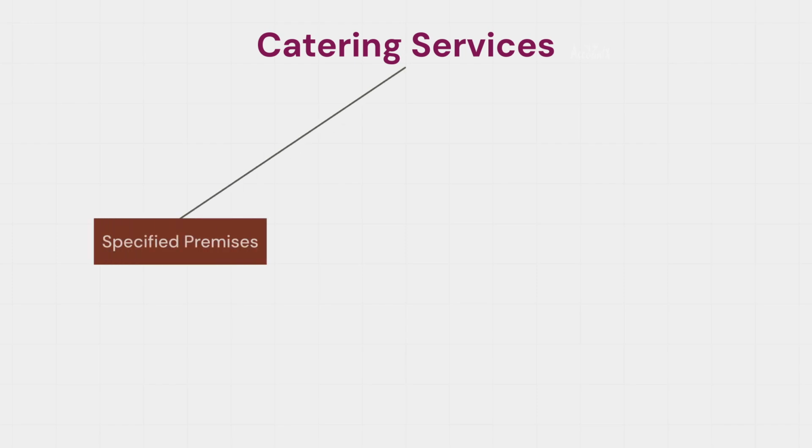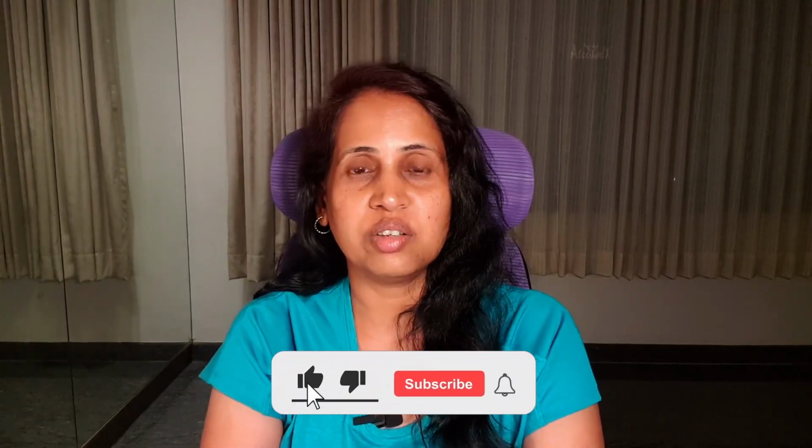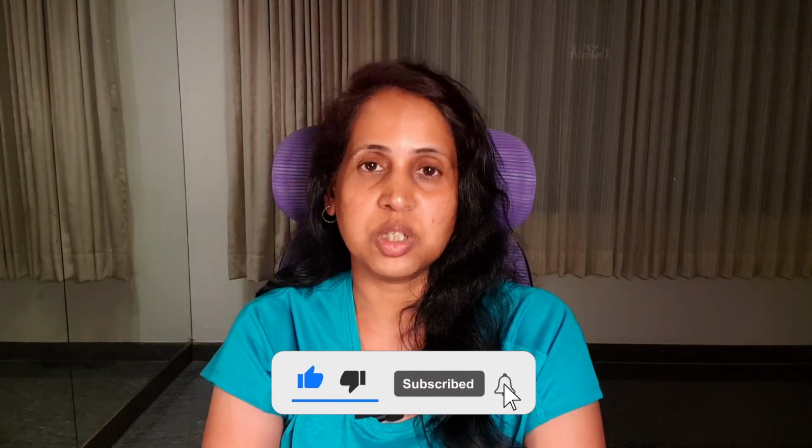That is, if you offer catering services within specified premises, you'll have to charge 18% GST and you can avail ITC. But if you offer this outside specified premises, then only 5% GST, but you can't avail ITC. Now we are clear that the GST on restaurant or catering services also depends on the hotel's decision to be or not to be specified premises. And remember, this decision has to be taken only by hotels, not by restaurants or caterers supplying within specified premises.